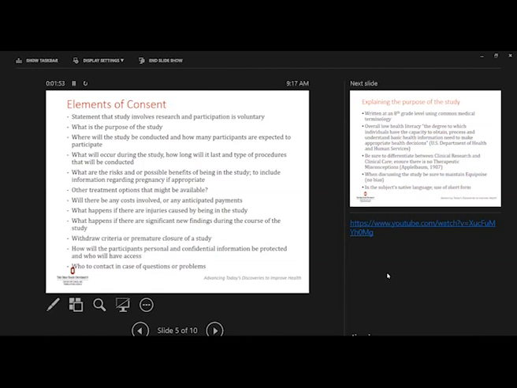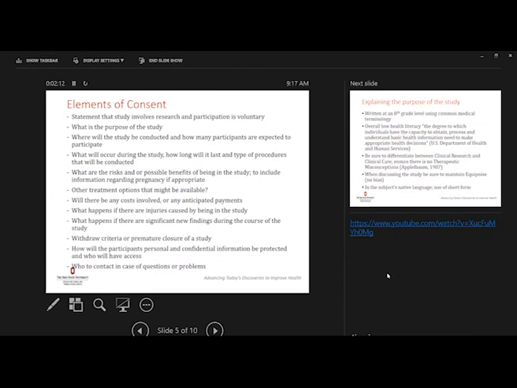The purpose of the study. What is it that we're hoping to get from the study? Is this a drug trial? Is this going to be a lot of questionnaires? What is the gain that we're hoping to get from this particular research?